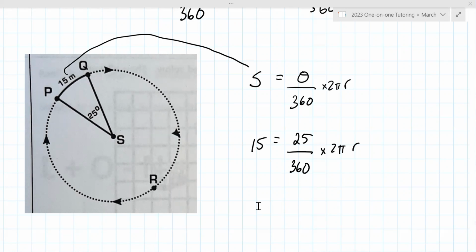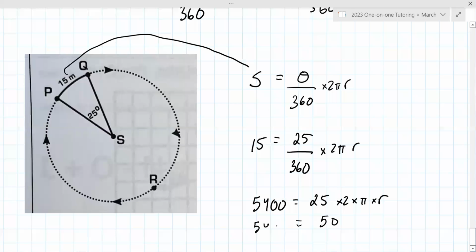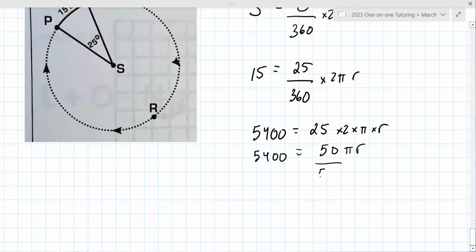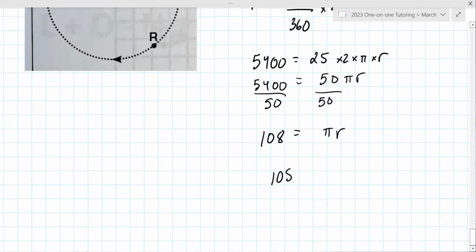So that's 5,400 equals 25 times 2 times pi times r. So 25 times 2 is 50. So you can divide both sides by 50 pi r. And that becomes 108 equals pi r. And then you can divide by pi. So you just leave it as 108 divided by pi for right now.